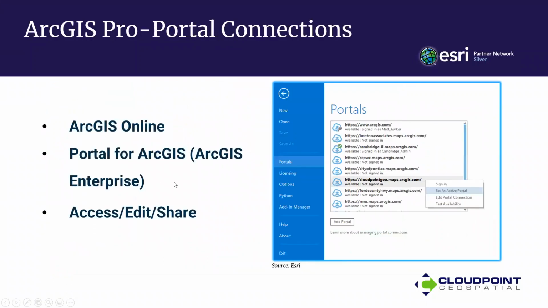So that leads us into portal connections. To be clear, portal here means either the ArcGIS Online portal or the portal for ArcGIS, which is related to ArcGIS Server. Logging in with your online or portal user credentials makes the connection between ArcGIS Pro and the web portals. This allows the user the ability to access, edit, or share data and maps within an organization or across organizations.